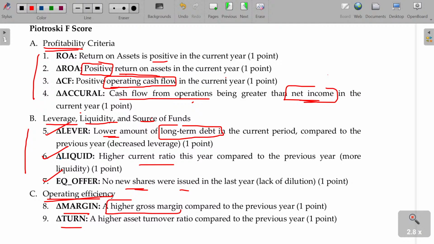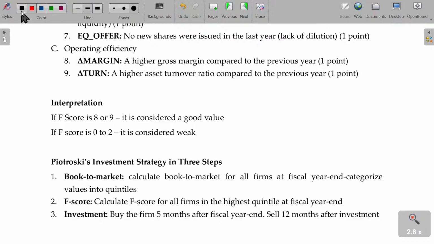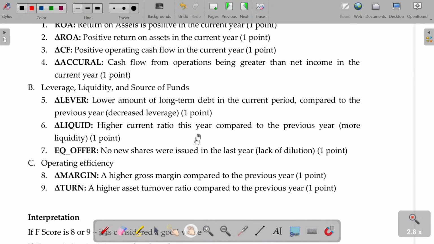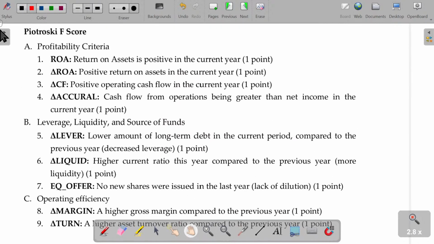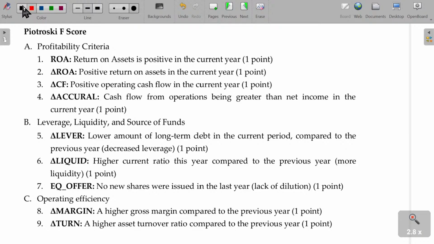Higher gross margin compared to the previous year. Last year GP is 20%, this year GP is 20.5%, then 1 point will be given. Asset turnover ratio, last year 1, this year 1.5, then of course this year is better. So these are the 9 elements to be studied. For each and every positive aspect you give 1 mark, and if you sum you'll get 9 maximum. Okay, if it is not favorable then give 0 mark. Definitely the value should be anywhere between 0 to 9.